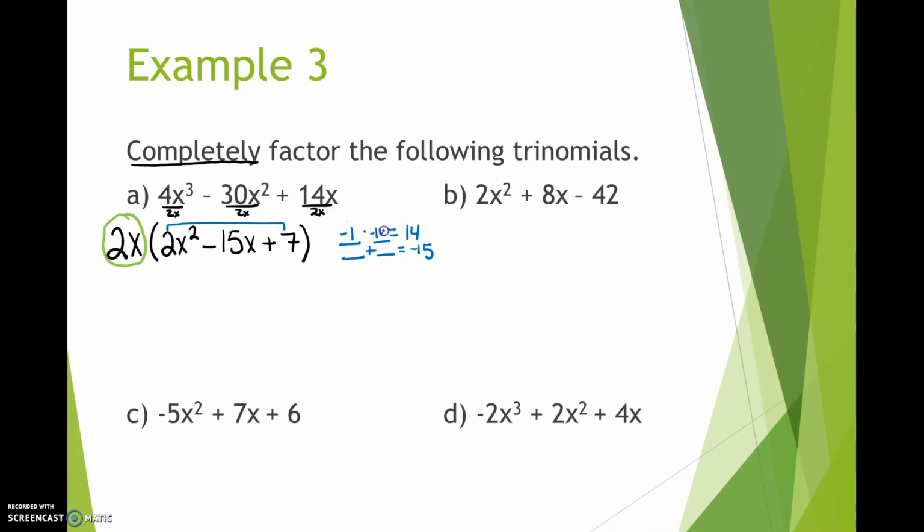Negative 1 and negative 14. So 2x squared minus 1x minus 14x plus 7. Split it. Factor the first group. They have x in common. Factor the second group. They have 7 in common.